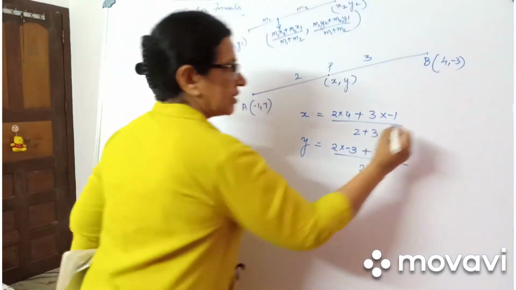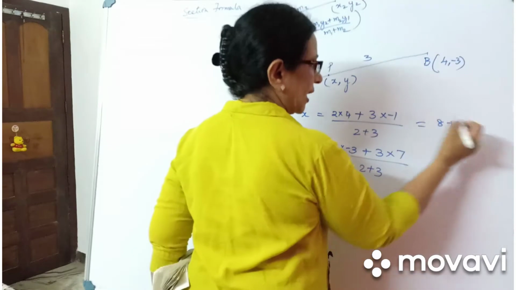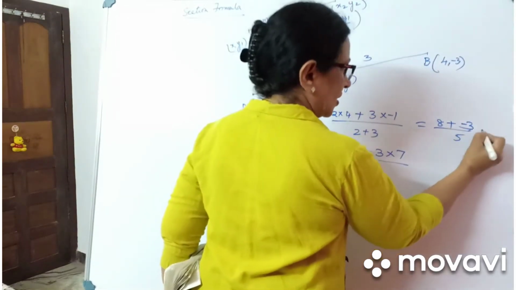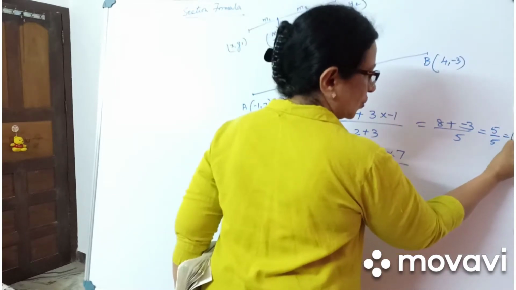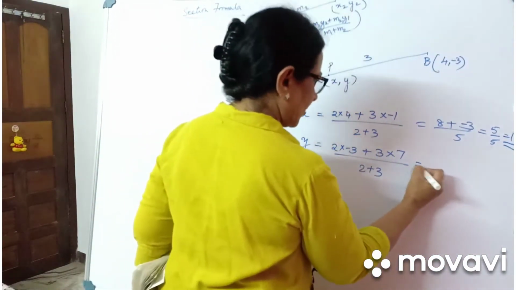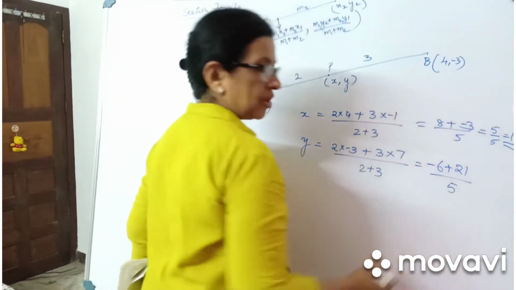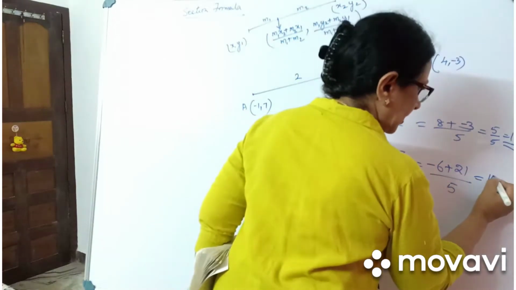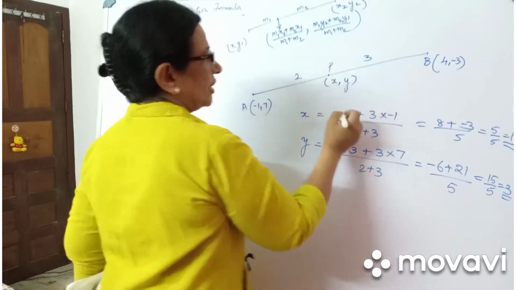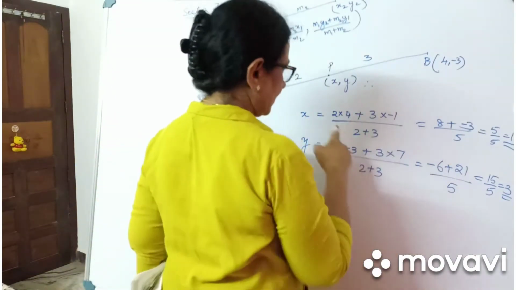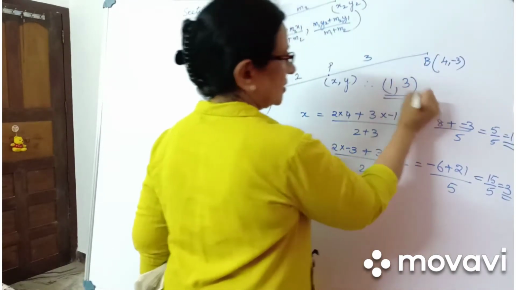This is equal to 2 into 4, 8, plus 3 into -1, -3, by 5, which is equal to 8 plus -3, 5, 5 by 5, which is equal to 1. And -6 plus 21 by 5, how much? 15. 15 by 5 is equal to 3. So what is the required point? The x coordinate should be written first. Therefore, the required point is (1, 3). This is the answer.